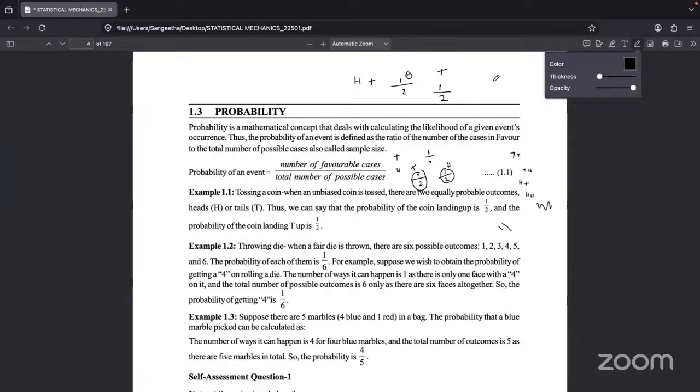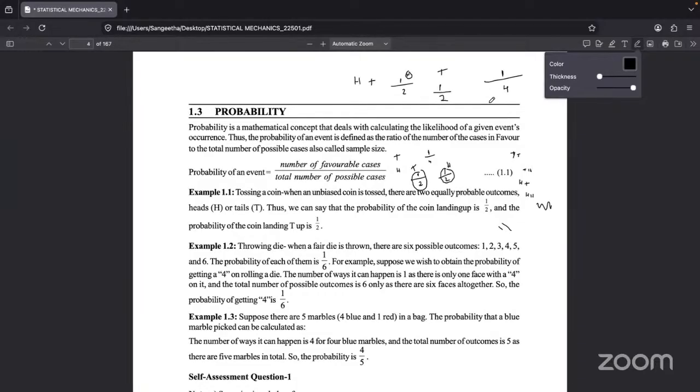Suppose two coins are tossed. What will we write here? The denominator is 4 options: tail-tail, tail-head, head-tail, head-head. So if they are asking about getting pure tail, the probability means 1/4. Only tail-tail. We are writing different combinations.